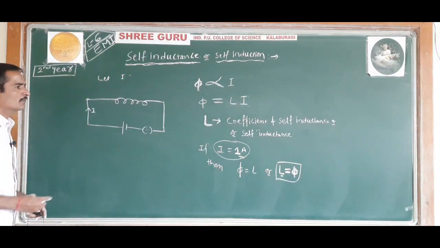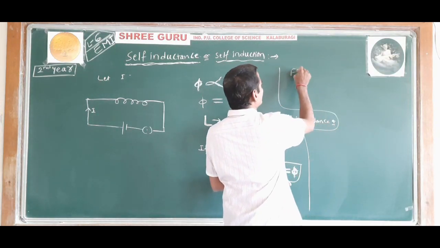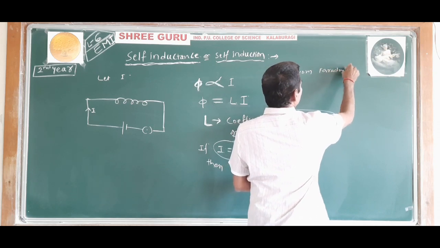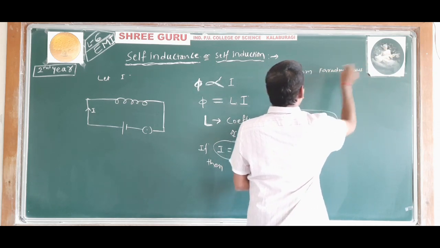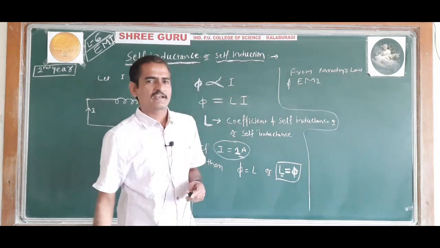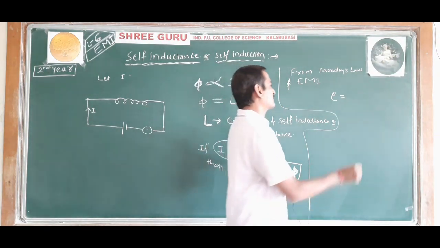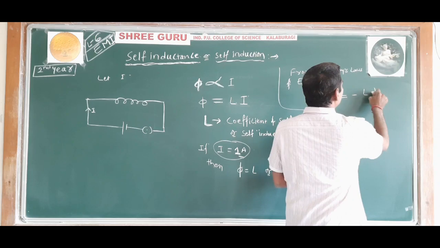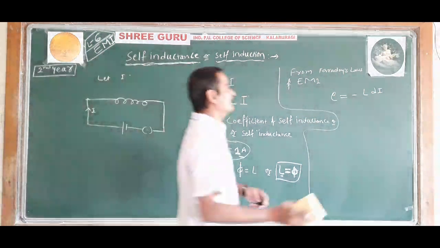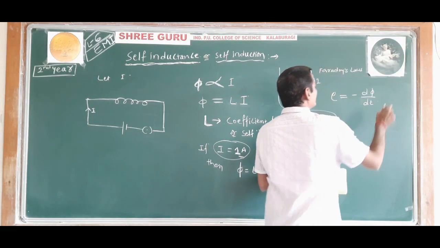And now one more concept we can tell, from Faraday's laws of electromagnetic induction. So we know Faraday's law of electromagnetic induction. The induced EMF is given by E is equal to minus d phi by dt. Right.